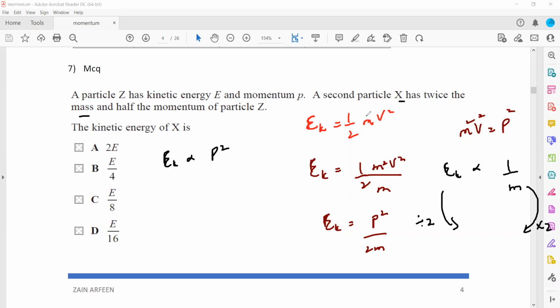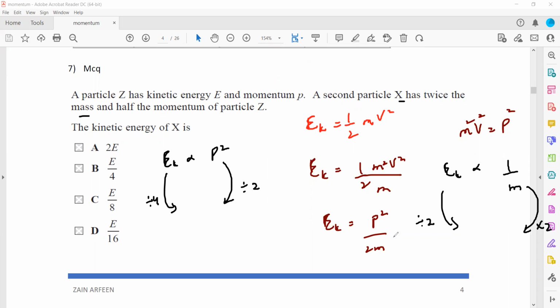And what about the relation between momentum and kinetic energy? They are proportional with square, meaning if we double the momentum, the kinetic energy will be 4 times. In the same way, if we halve the momentum, the kinetic energy will vary with the square of that number. So the square of 2 is 4. So it will be divided by 4.